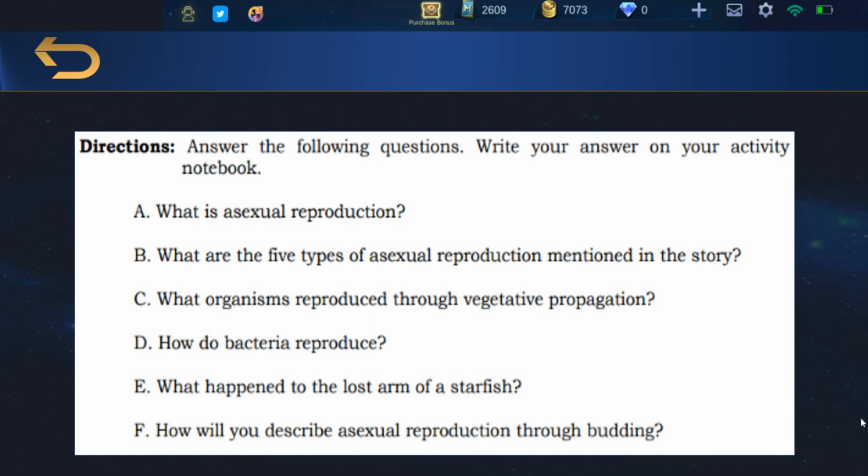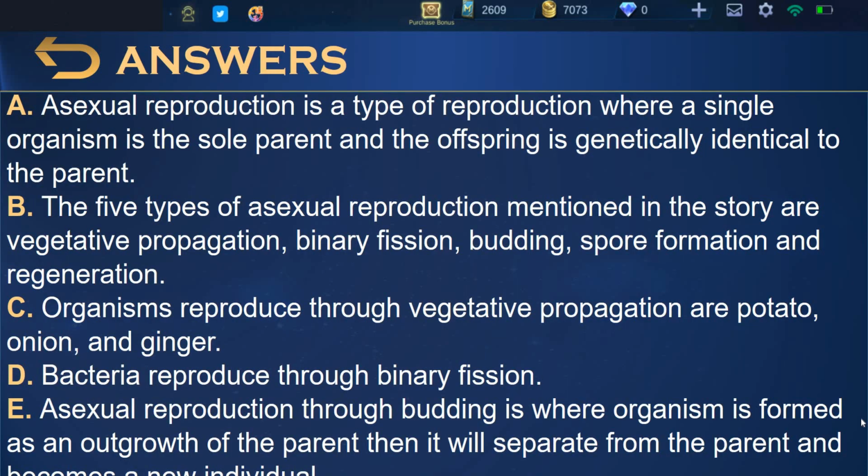Okay, so here are our answers. For letter A, asexual reproduction is a type of reproduction where a single organism is the sole parent and the offspring is genetically identical to the parent. For letter B, the 5 types of asexual reproduction mentioned in the story are vegetative propagation, binary fission, budding, spore formation, and regeneration. For letter C, organisms reproduced through vegetative propagation are potato, onion, and ginger. For letter D, bacteria reproduce through binary fission. And for the last one, letter E, asexual reproduction through budding is where an organism is formed as an outgrowth of the parent. Then it will separate from the parent and becomes a new individual.